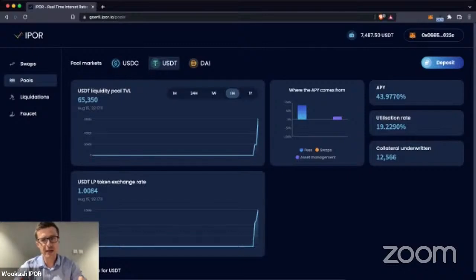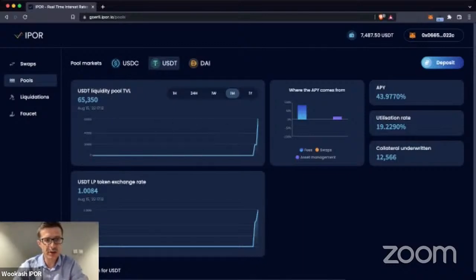So you may say that liquidity providers at IPOR provide liquidity in Aave and Compound at a slight leverage. You will be able to see the breakdown of what the APY sources are in this chart. You'll see it broken down by fees, swaps, which is the P&L of swaps, and asset management, which is delegating the liquidity to Aave and Compound. Now let's go over the other charts.